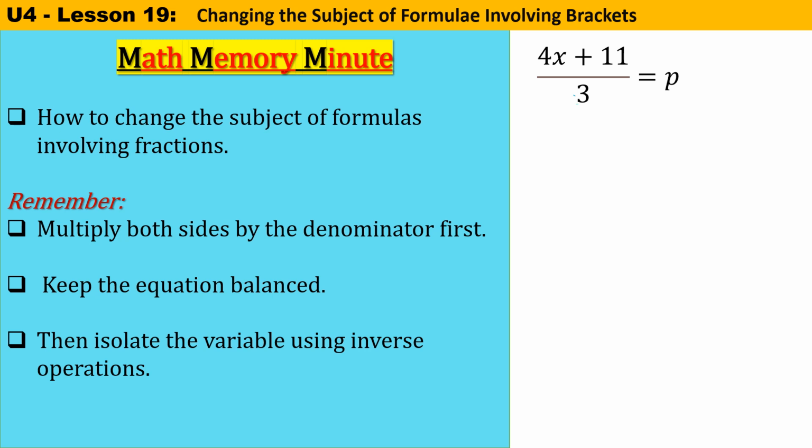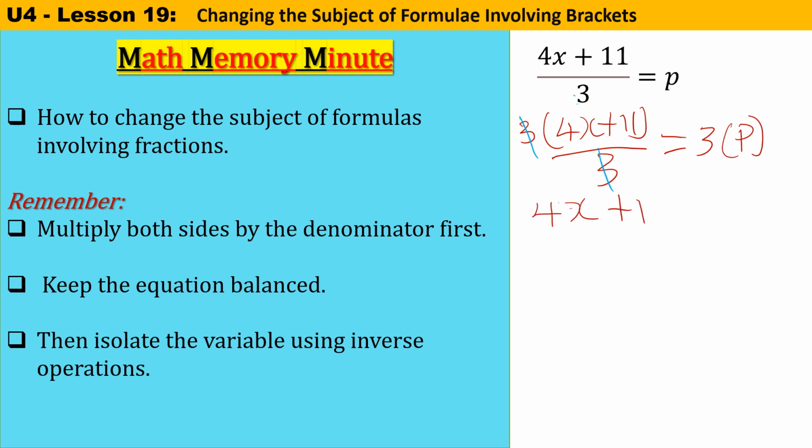From here, we are dividing by 3, so we are going to multiply, and we're doing it to both sides. So it's 3 bracket 4x plus 11 all over 3 equal 3 times p. These 3 cancel out each other, so you are left with 4x plus 11 equal 3p.